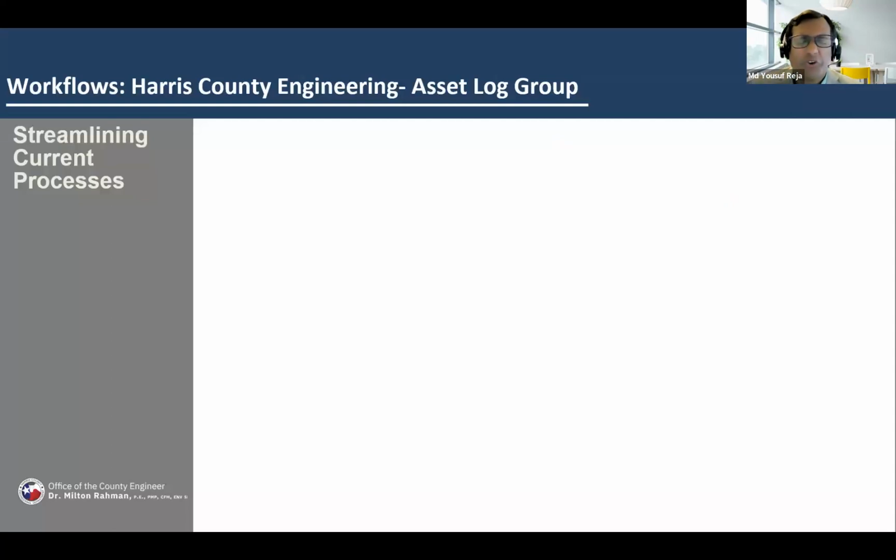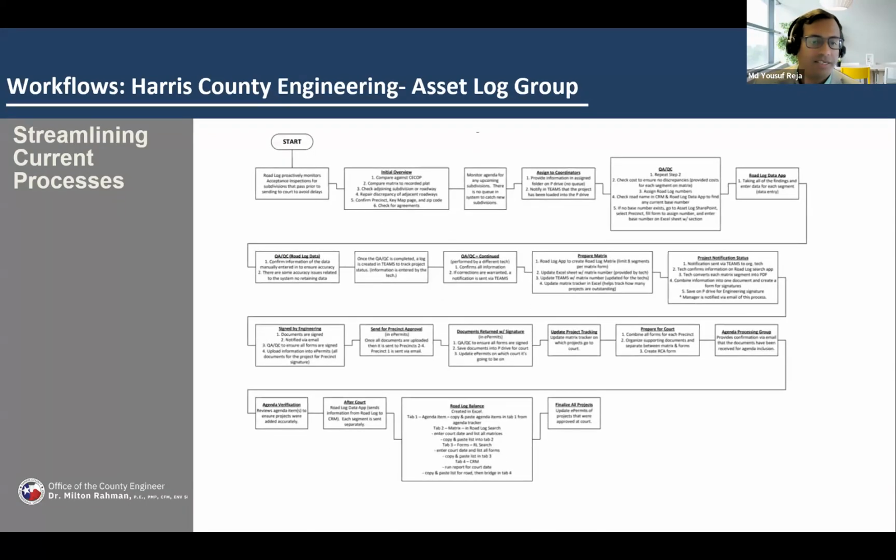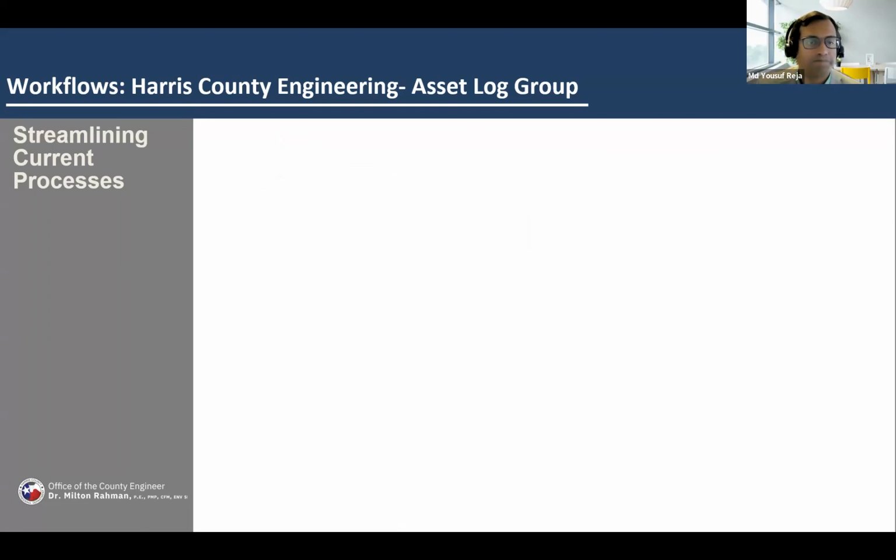So right now I'll show you very quickly what we're working on. We're really working on those workflows. As I mentioned, the asset log group is the first group and our goal is to streamline their current process. As you can see, I think it's not readable, but just to give you an idea, they have a really long process to go from A to Z. It has so many steps, so many websites, so many platforms, spreadsheets, and so on. So we would like to get rid of this so that we can streamline the whole process.